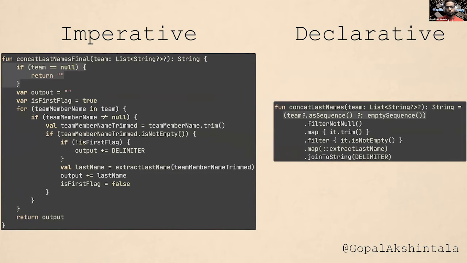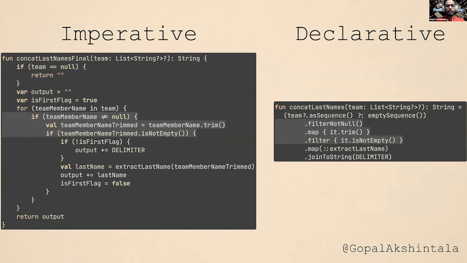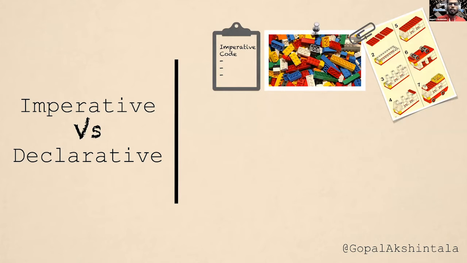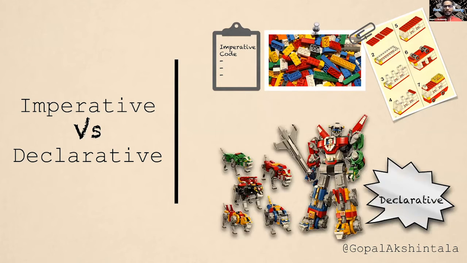And then there is a step-by-step of how he was able to convert this imperative code to declarative code, which I'm not going to spend much time on because of limited time, but you can go through and understand it, and you can always message me if you have some doubts. So this is imperative, we have seen it, and this is declarative.